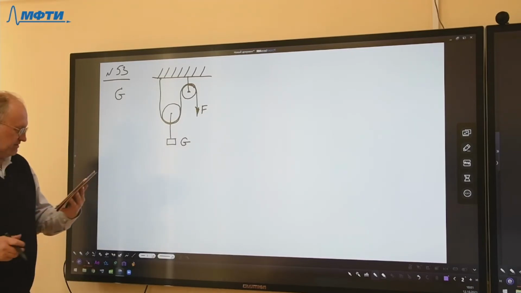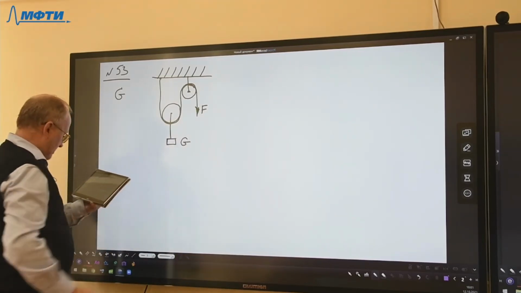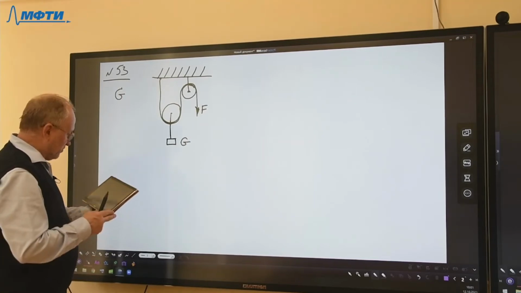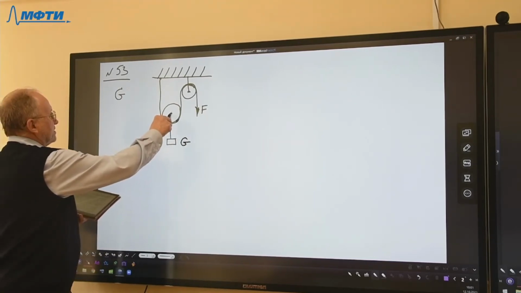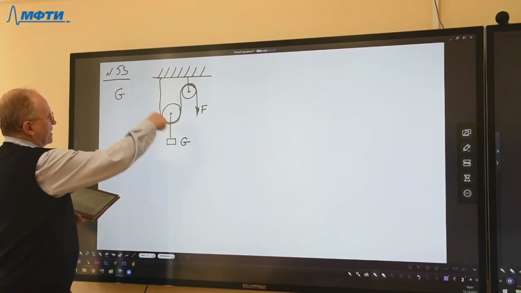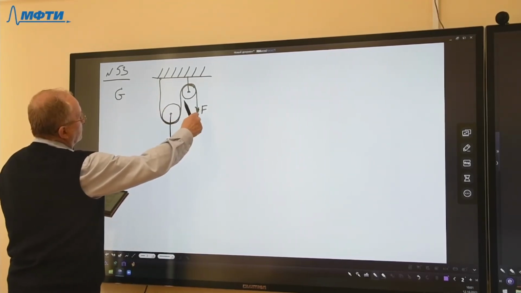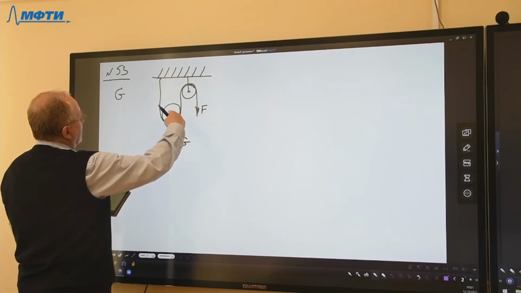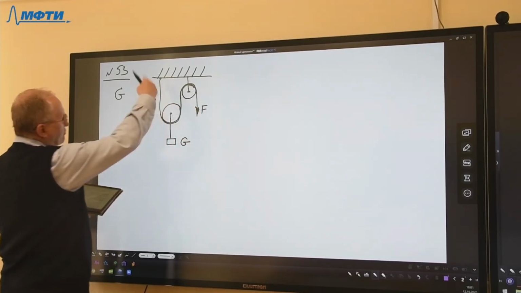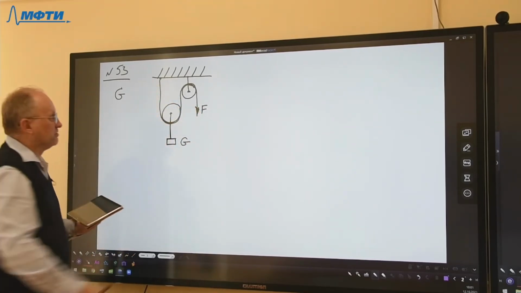So a weight G is attached to the axis of a moving pulley. So this is the axis of a moving pulley. It can move if you push. If you pull this string, then this pulley will rotate and move up or down if you move the end of the string.